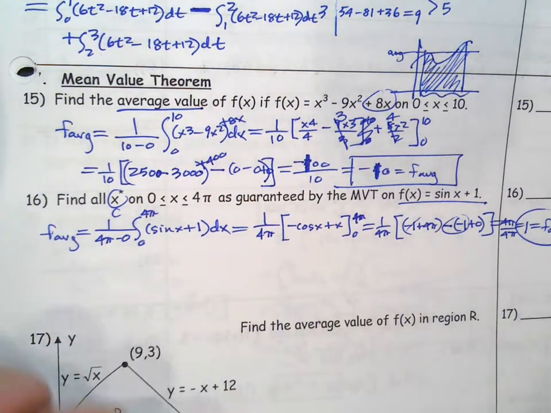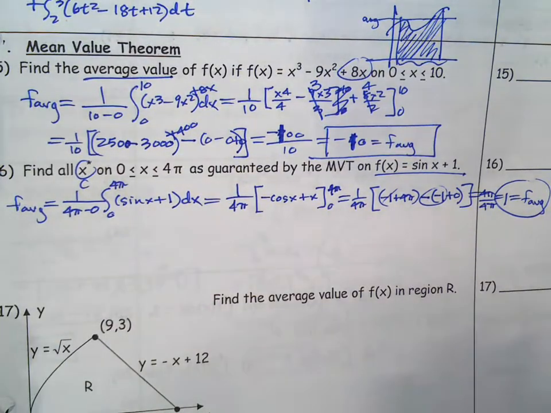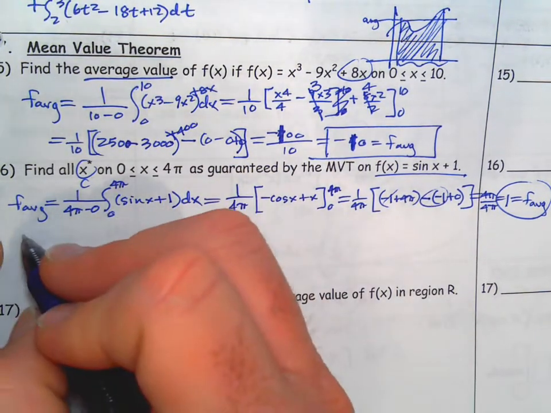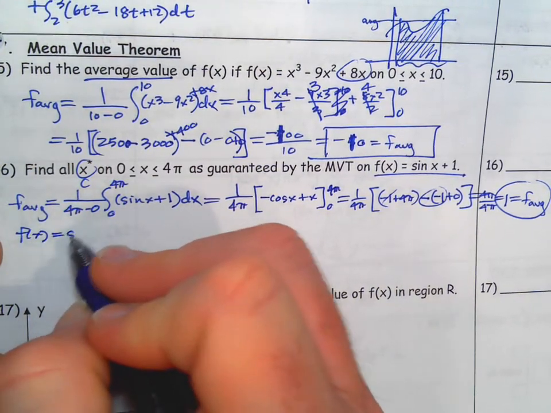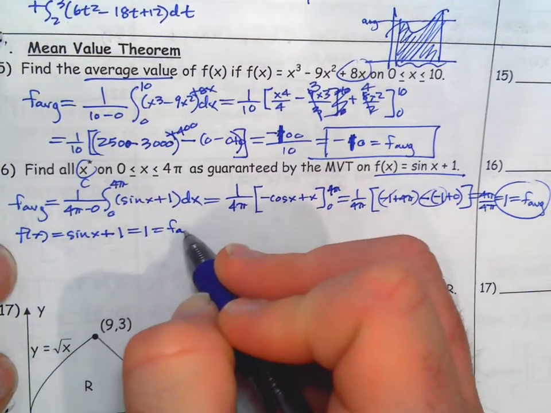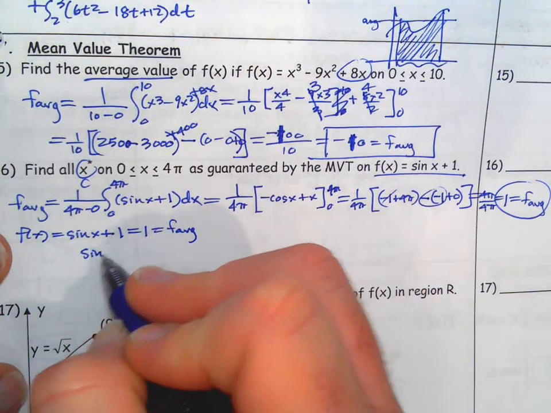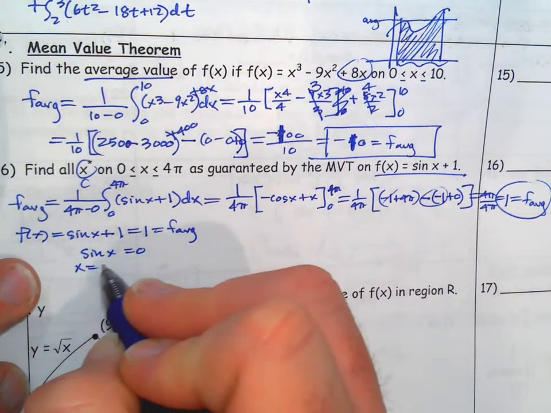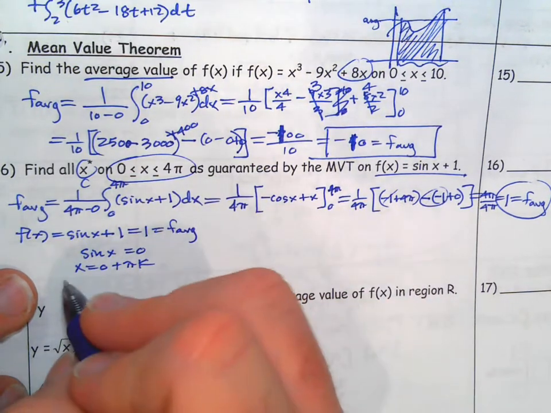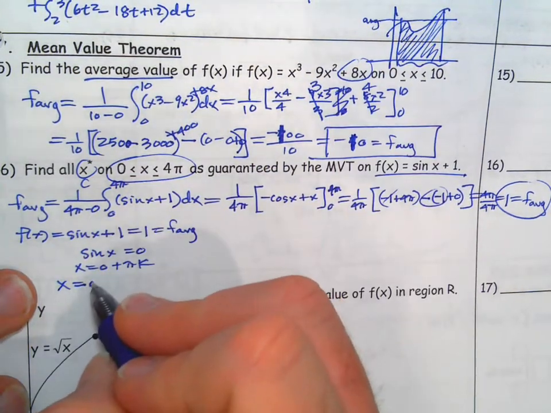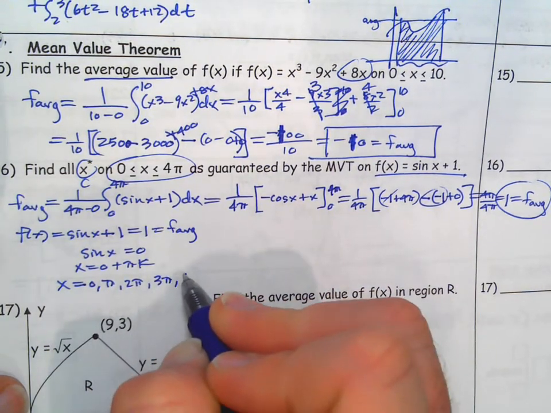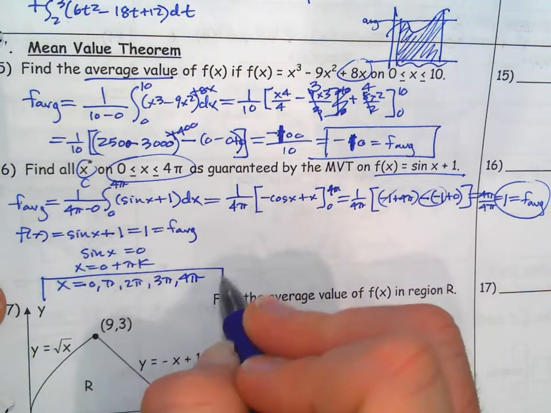Now be careful and remember that that's not what they asked you for, but we need it. We want to find the C or X star value. I don't care what you call it. So we take the original function and set it equal to the average value, and then we solve. So this is going to be sine x equals 0, so x equals 0 plus pi k. I only want the values between the endpoints, including the endpoints: 0, pi, 2 pi, 3 pi, and 4 pi. It's at least once, but there could be more than one, and you need to find all of them.